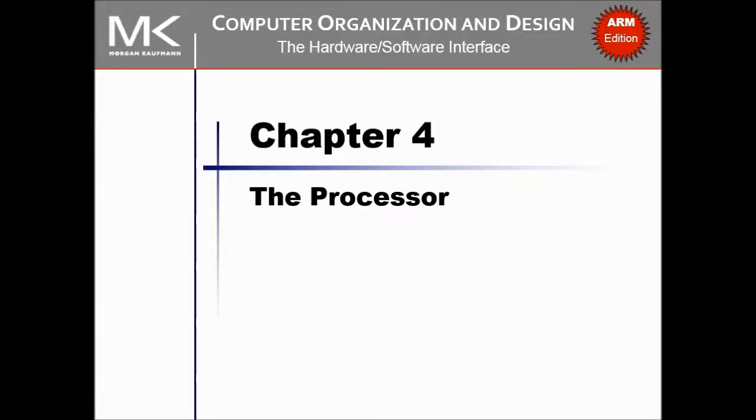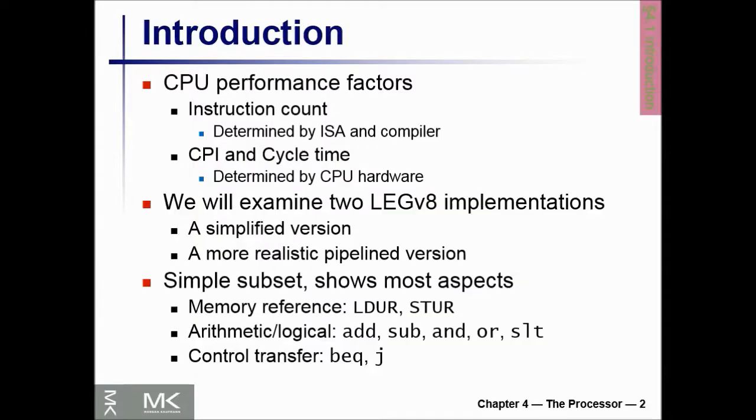Chapter 4, the processor. In chapter 1, we explained that the performance of a computer is determined by three key factors. Number 1, instruction count, number 2, clock cycle time, and number 3, clock cycles per instruction, or CPI. Similarly, chapter 2 explained that the compiler and the instruction set architecture determine the instruction count required for a given program.